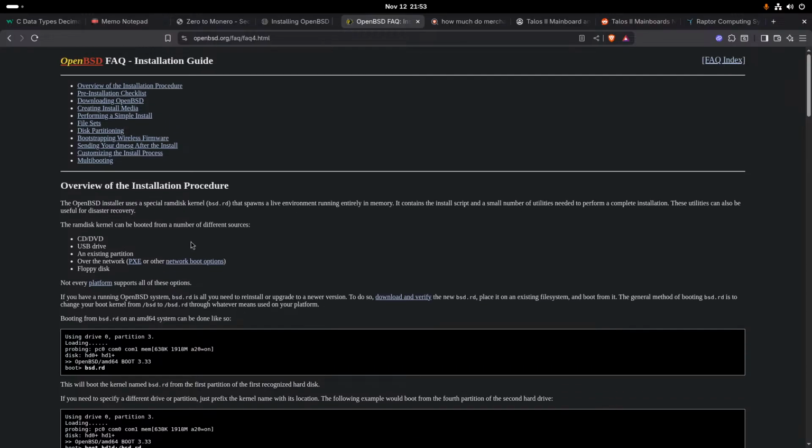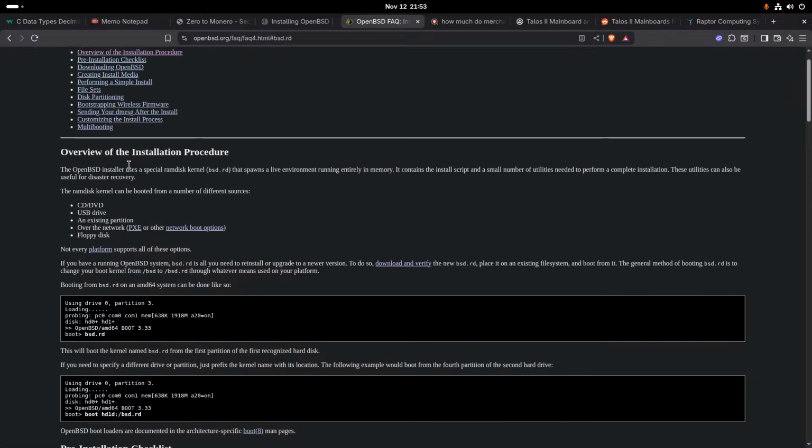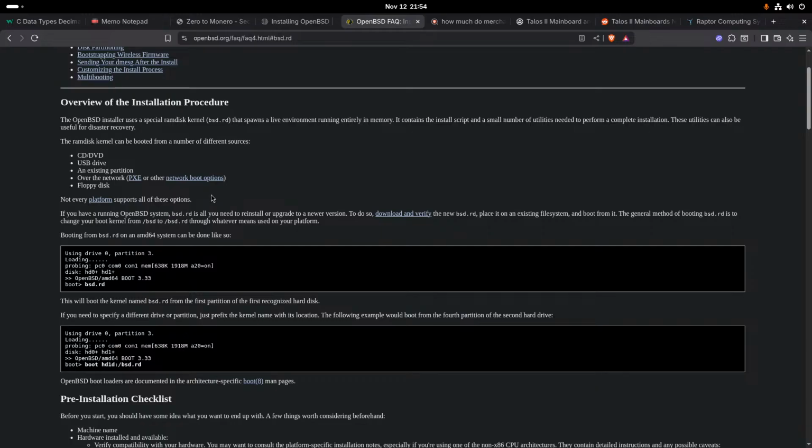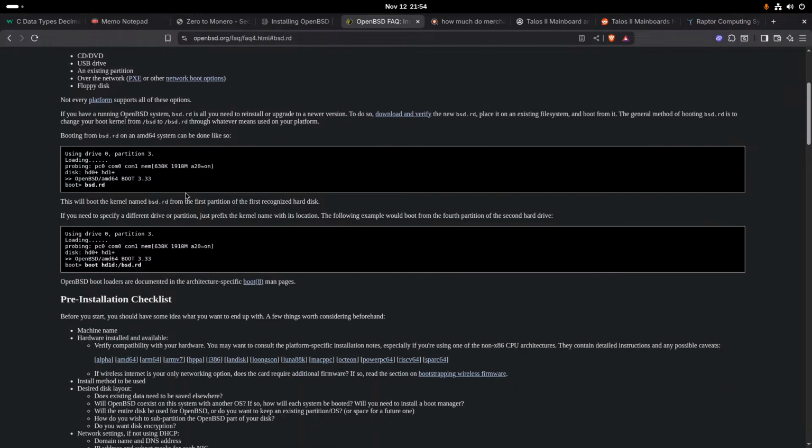OpenBSD, the installer, uses a special ramdisk kernel BSD that boots a live environment running entirely in memory. It contains the install script. CD drive, USB, existing partition, over the network, floppy disk. If you have a running OpenBSD system, all you need is to reinstall the operating system version, download.